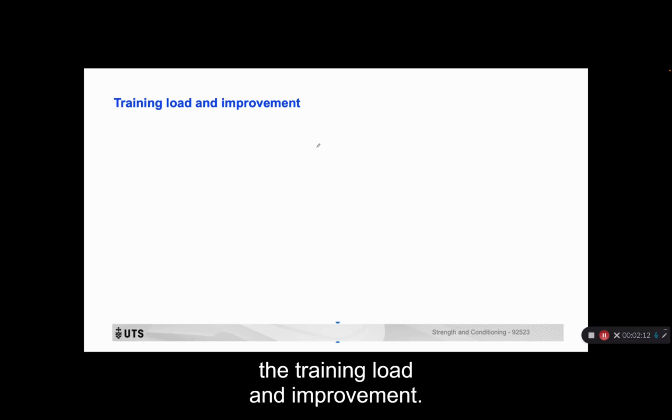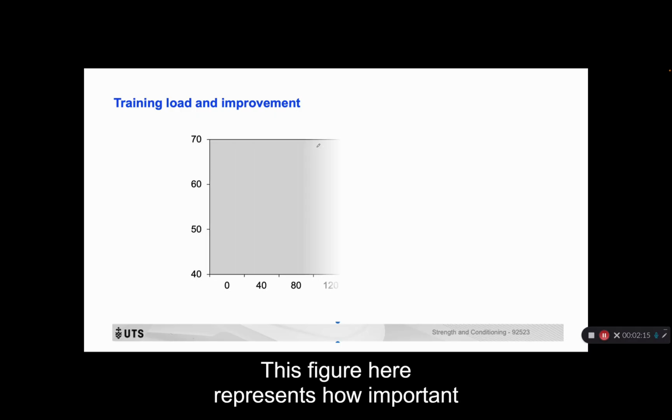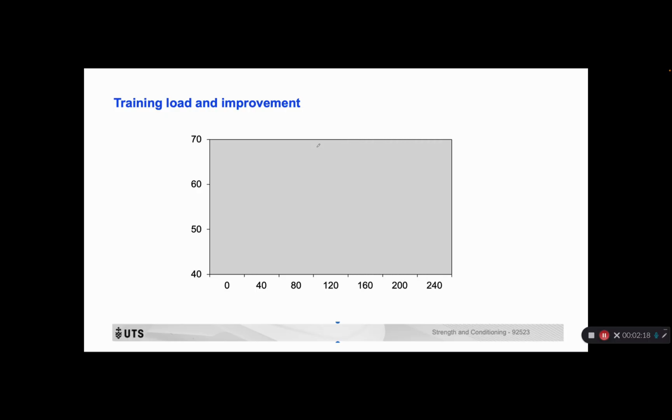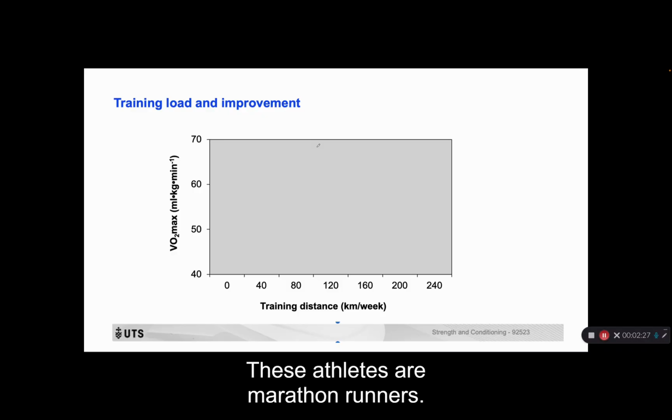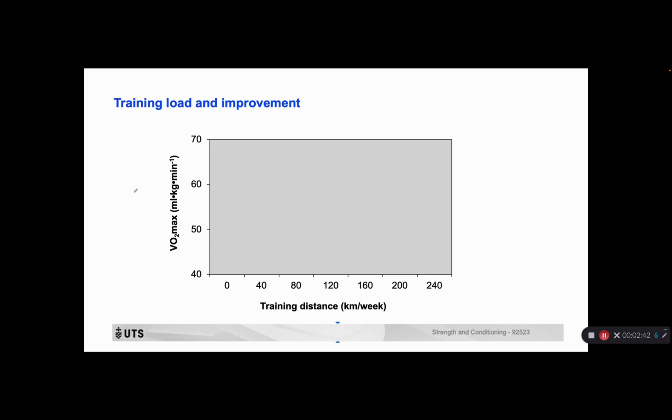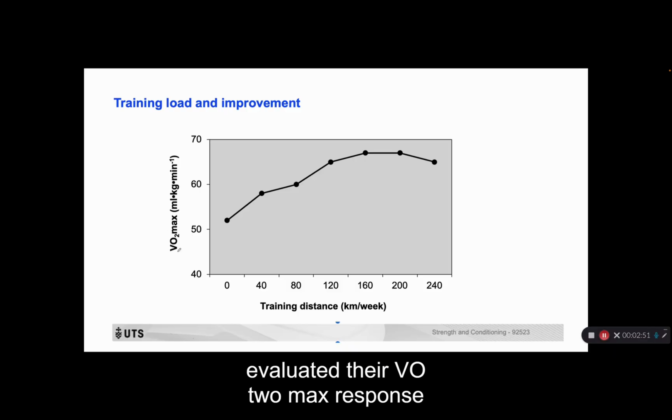The training load and improvement. This figure here represents how important it is to account for individuality within your training program. So what we've got is two different athletes, and these athletes are marathon runners. They do a lot of training every week, lots and lots of running, anywhere between 40 kilometers and 240 kilometers of running, which is absolutely crazy. And for the two different athletes, we evaluated their VO2 max response to a training distance per week.